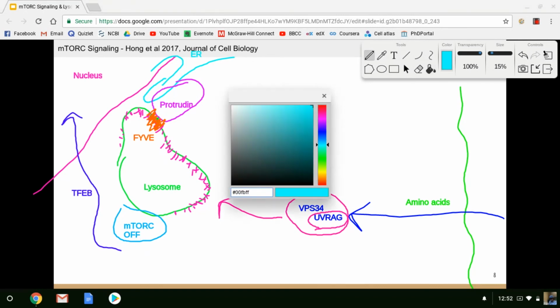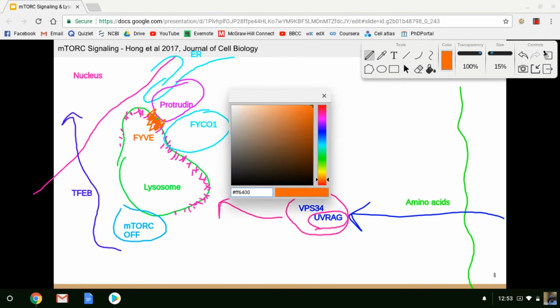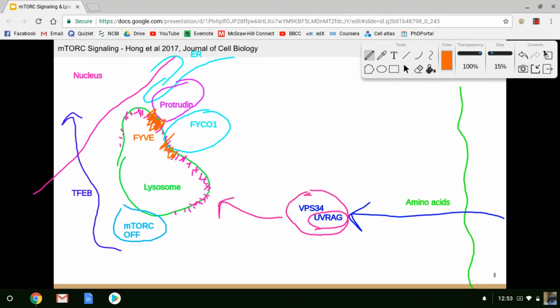The phosphorylated lysosomes also recruit FICO1 proteins. FICO1 is another protein that contains a 5E domain, and it interacts with lysosomes. So FICO1 binds lysosomes through the 5E domain, and this interaction puts protrudin and FICO1 in very close proximity. There's also an interaction between protrudin and FICO1. And so these 5E domains and this interaction between protrudin recruits FICO1 to lysosomes.